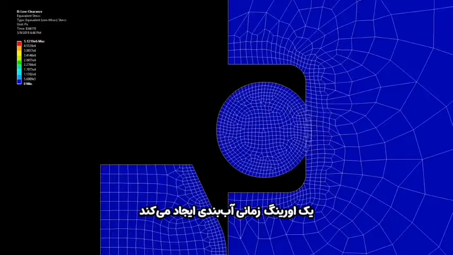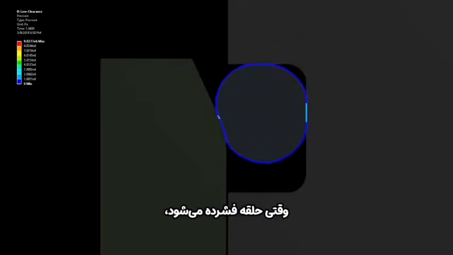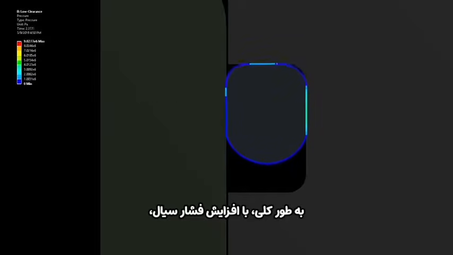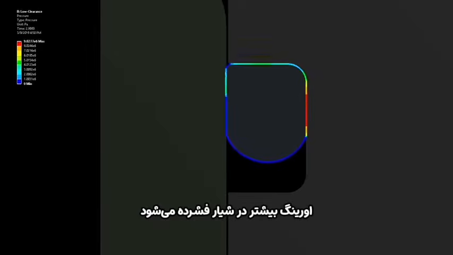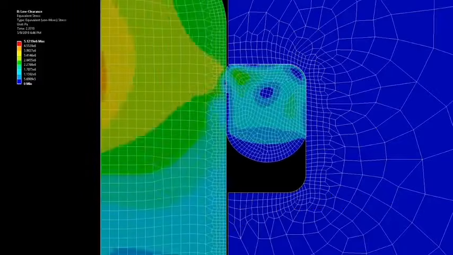An O-ring forms a seal when it's squeezed between two adjacent surfaces. As the ring is squeezed, a contact stress between the O-ring and the surfaces emerges. If the fluid pressure is lower than the contact stress, then the seal prevents the fluid from escaping. In general, as the fluid pressure increases, the O-ring is compressed even tighter into the groove, further increasing the contact pressure, and hence helping the O-ring seal even better. This positive feedback loop of increasing pressure leading to increased sealing is called self-energizing.